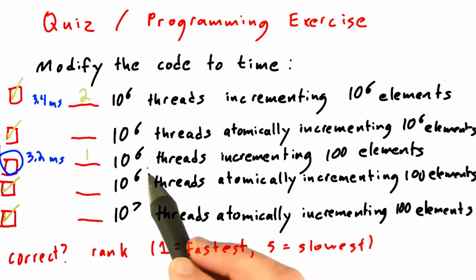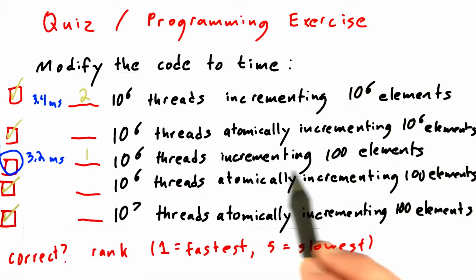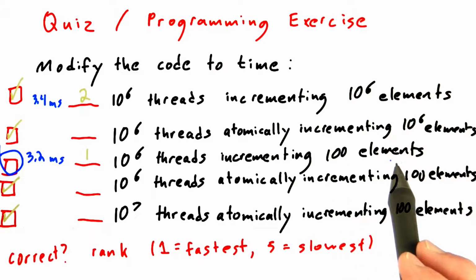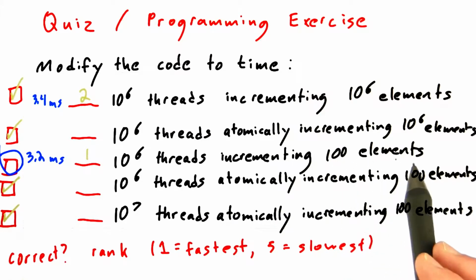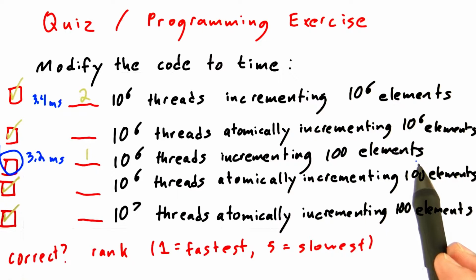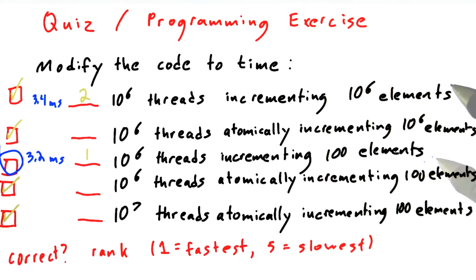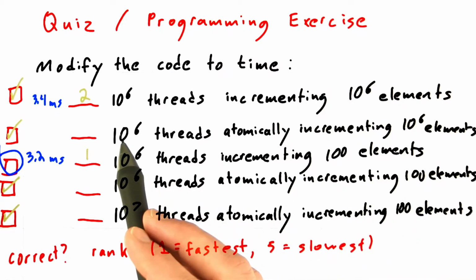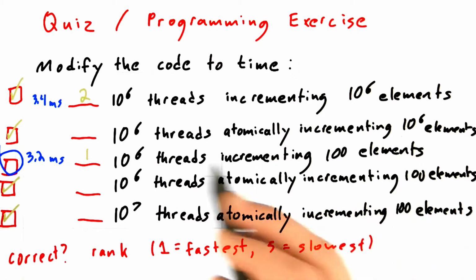So the reason why this is slightly faster is that you have your million threads all trying to write to the same 100 elements. Well, those 100 elements occupy a very small fraction of memory, and they're all going to fit into a cache line or two on this system. Whereas a million elements is large enough that it's not going to fit in cache. You're actually going to have to touch more of the DRAM where global memory is stored. For the same reason, a million threads writing into 100 elements atomically is going to be slightly faster than a million threads writing into a million elements.